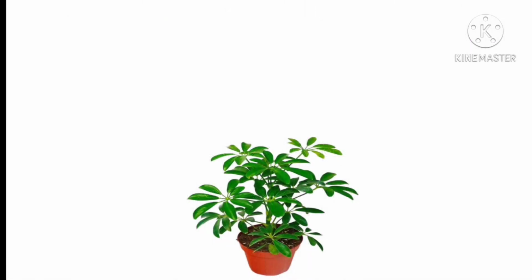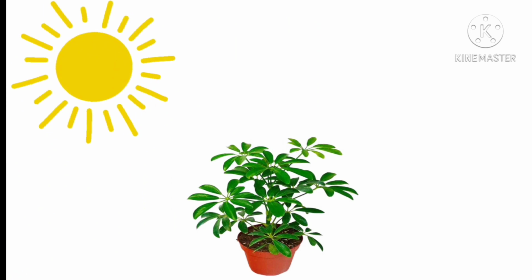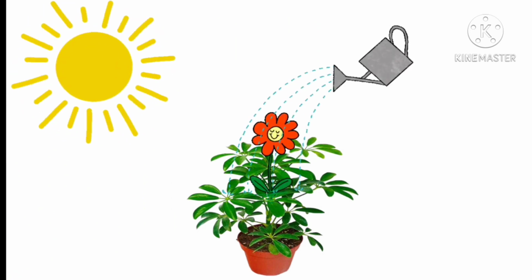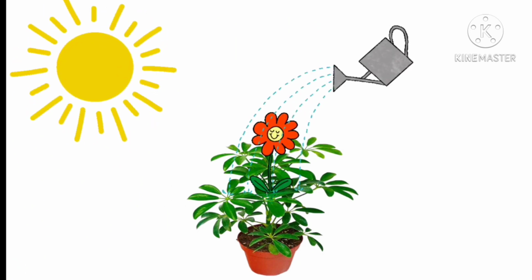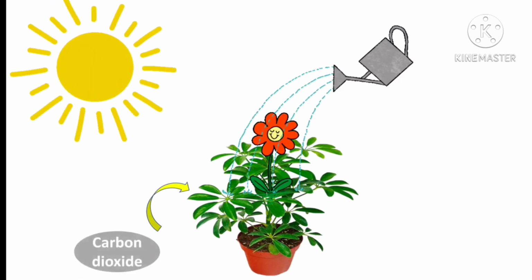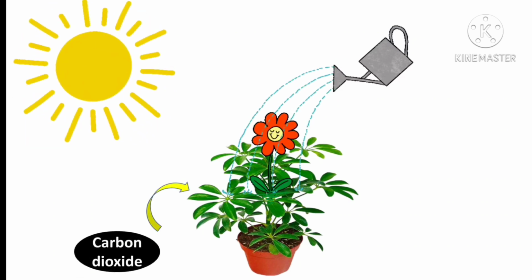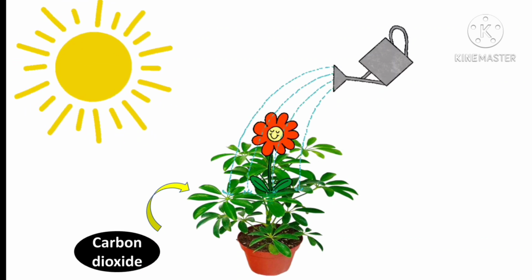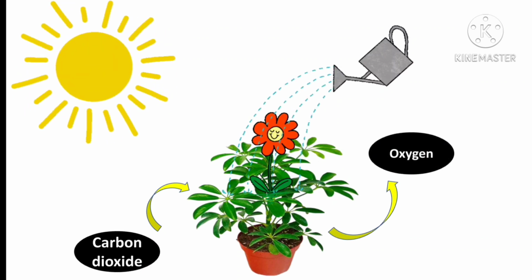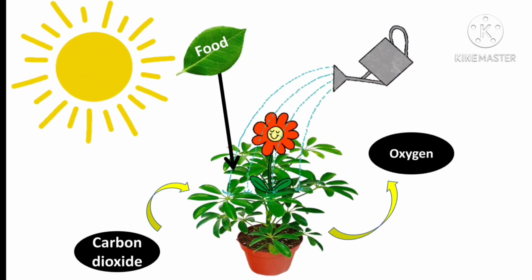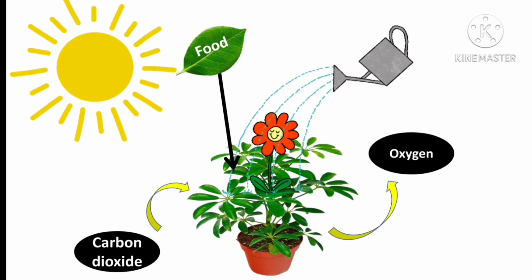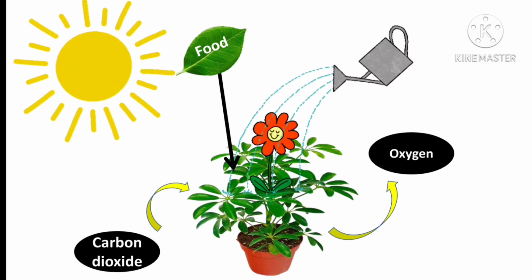A plant needs sunlight and water for proper growth. Another important thing is carbon dioxide. It takes the carbon dioxide from the air, and with the help of these three, it makes food inside the leaf and gives off oxygen. So that's how it makes food by itself, using sunlight, carbon dioxide and water.